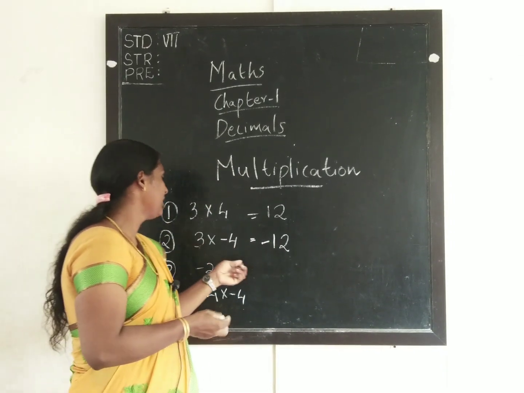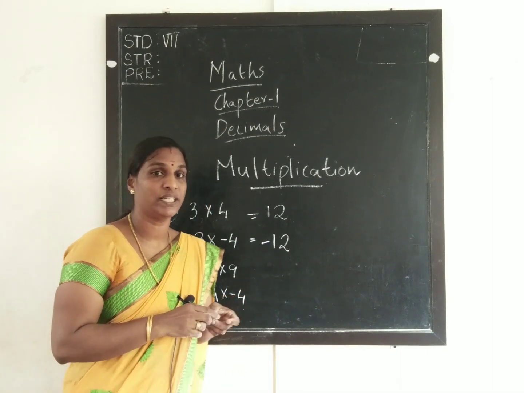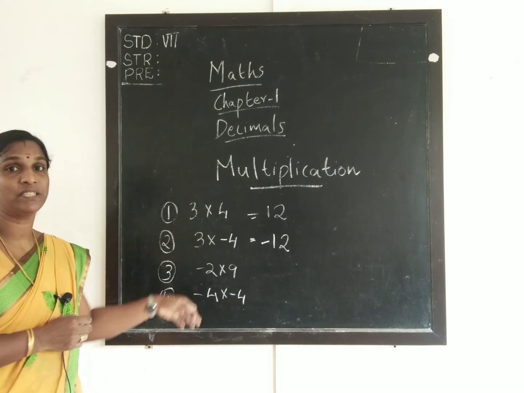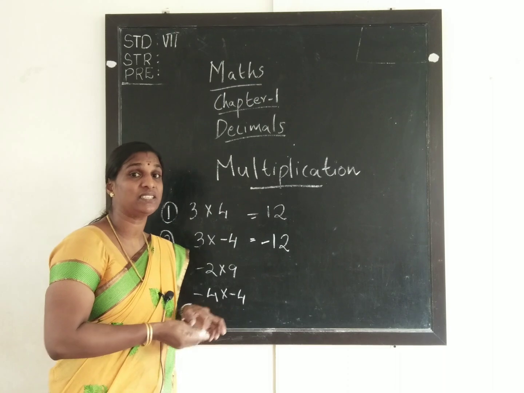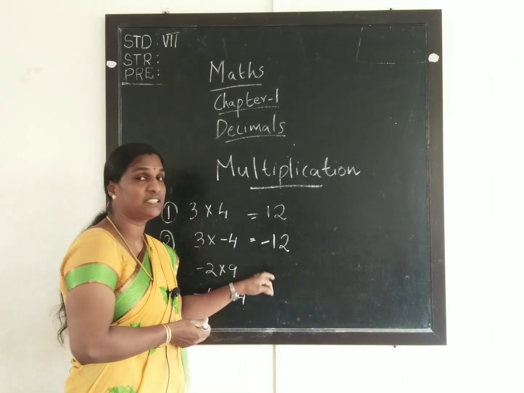So, the question which contains one negative number, the answer also contains that negative sign. That is, multiply the numbers without considering the sign and count the number of negative signs. If the negative sign is 1, you put that negative sign in the answer also.